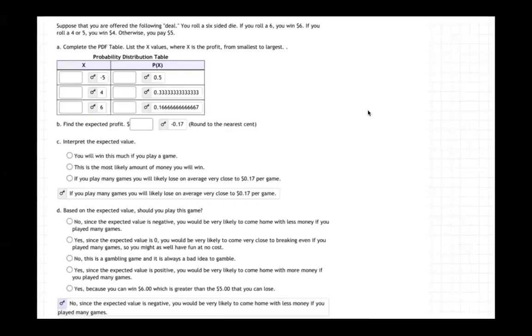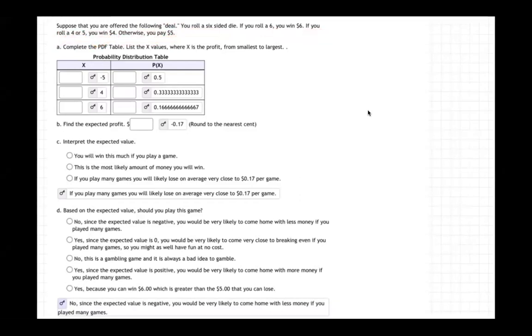To an example in which we are looking at, says, suppose you're offered the following deal. You roll a six-sided die. If you roll a six, you win $6. If you roll a four or five, you win $4. Otherwise, you pay $5. What do you think about that?